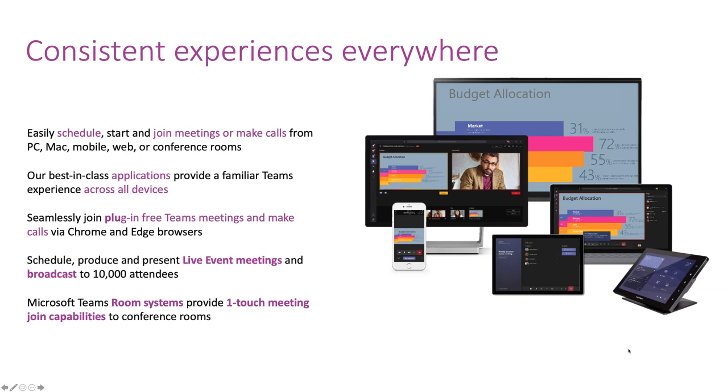And on top of this, you also have the room system functionality, which provides one-touch meeting join capabilities to conference rooms. That essentially means that you don't have to worry about various different devices in meeting rooms, various cables. You can go in, touch the button on the device, and it will auto join that meeting for you. So it makes things a lot simpler.